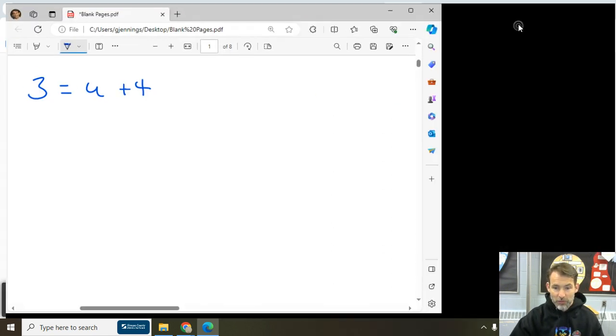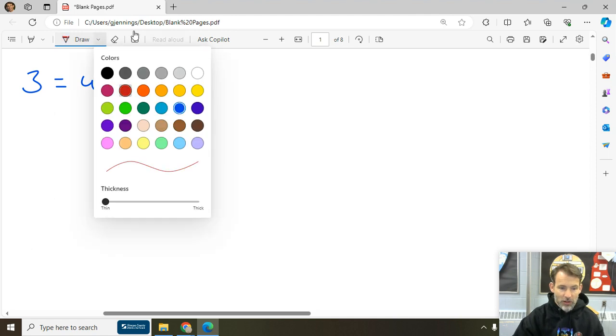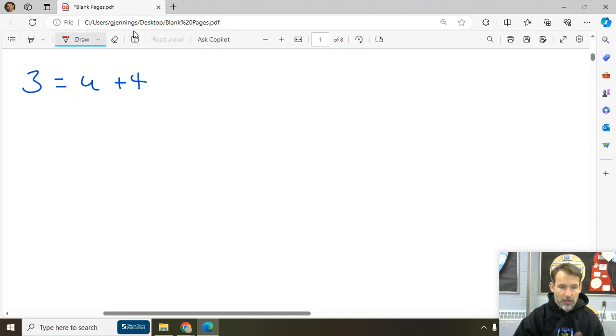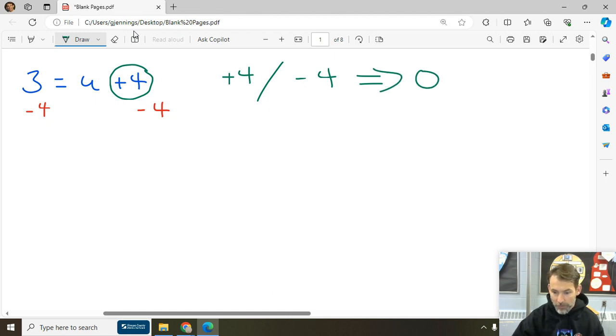So this is what I do. I go ahead and get out my inverse operations pen. This means I'm going to do the same thing to both sides of the equal sign, and I'm choosing to subtract 4. The reason I chose to do that is because over here, I was adding 4. And the opposite of adding 4 is subtract 4. Together, those things will go to 0, right?